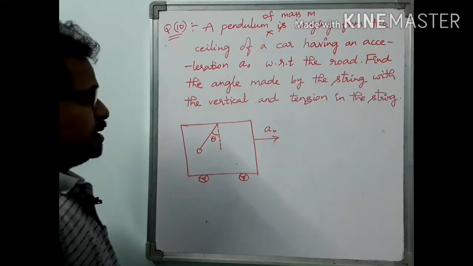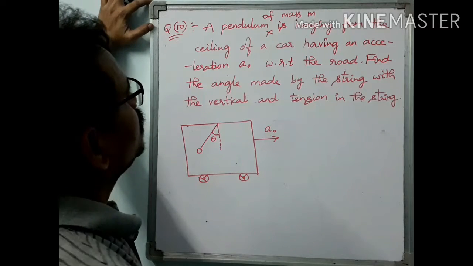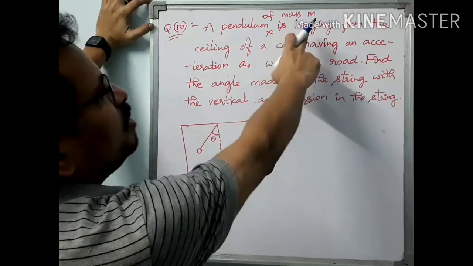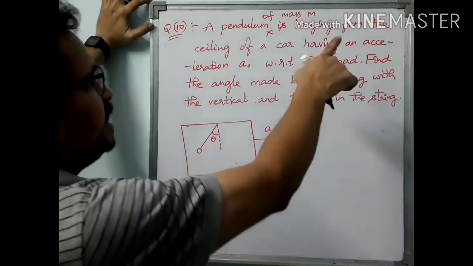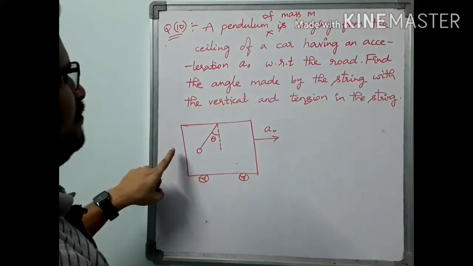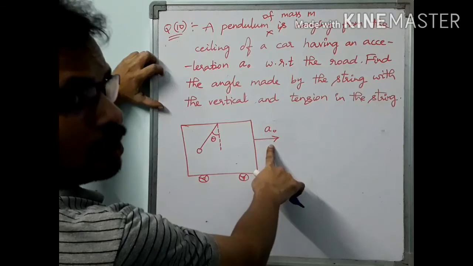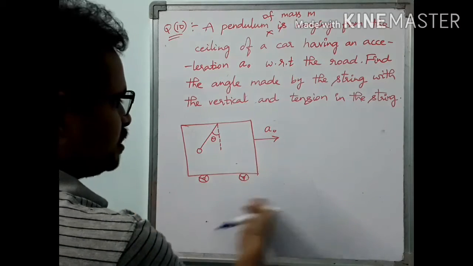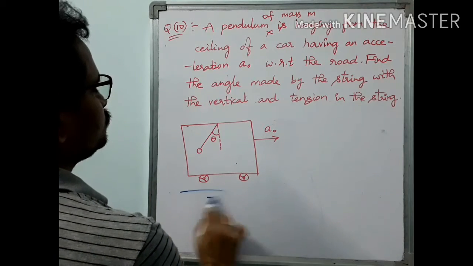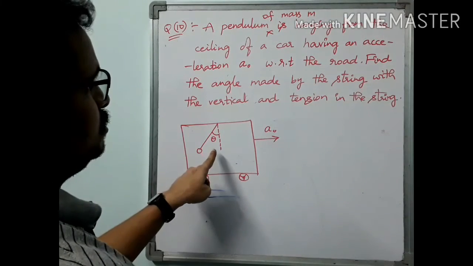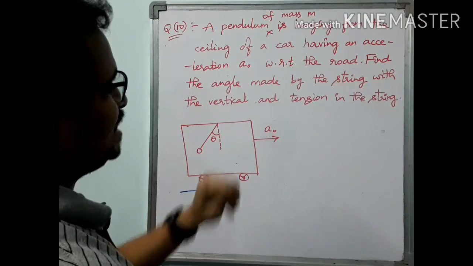Next question is question number 10. Again we got an easy question here. A pendulum of mass small m is hanging from the ceiling of a car having an acceleration a0. See, an acceleration a0 with respect to the road. This car has an acceleration a0 with respect to the road here. Find the angle made by the string with the vertical and the tension in the string.